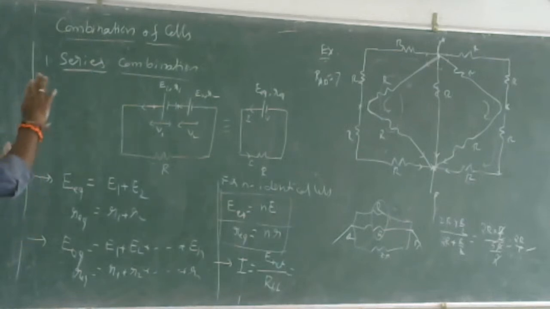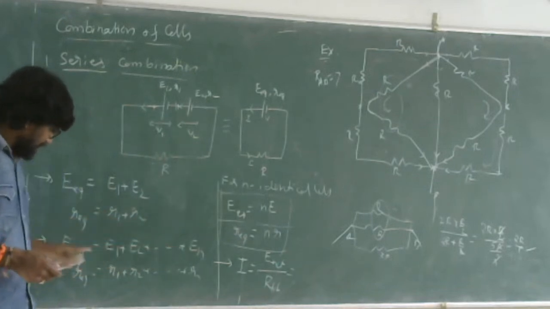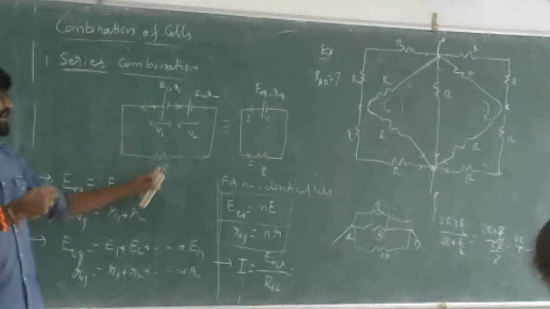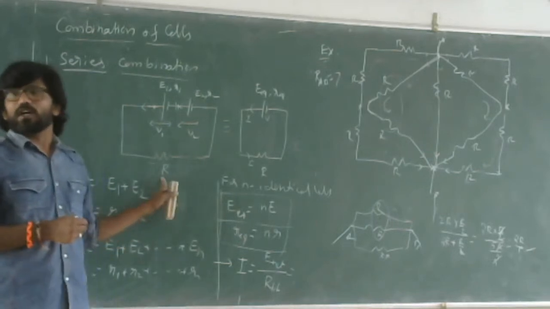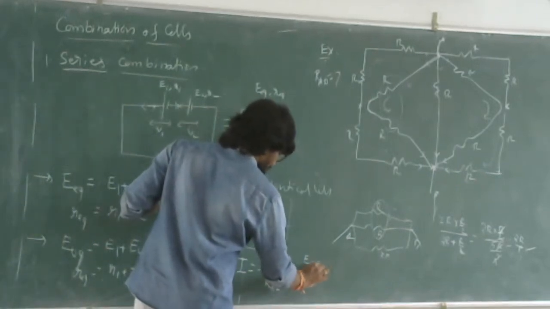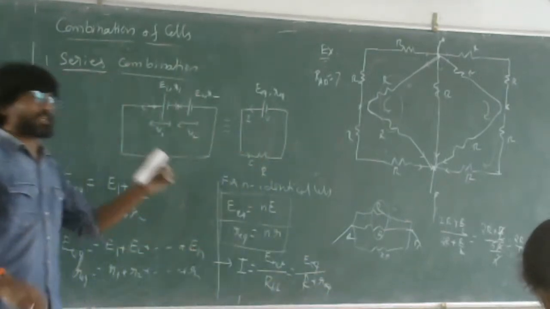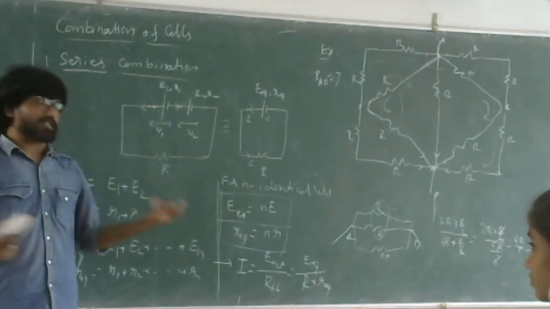Okay? If they have different EMFs, you have to add them. R total is R equivalent, meaning the sum of all internal resistances, plus the external resistance also, which you have to take into consideration. So we can write that in this case I is equal to E equivalent by capital R plus R equivalent. That gives you the current. The E equivalent can be this in case of different cells, or this in case of identical cells. That's it.